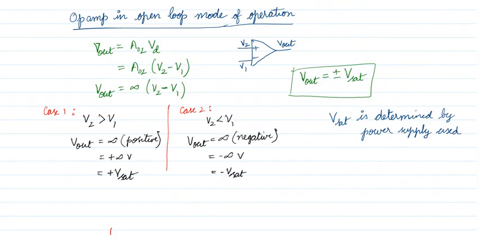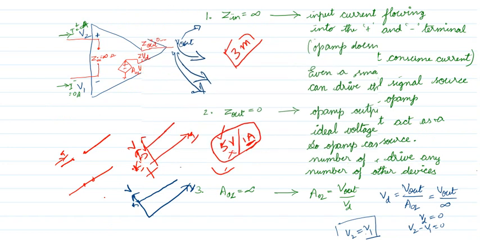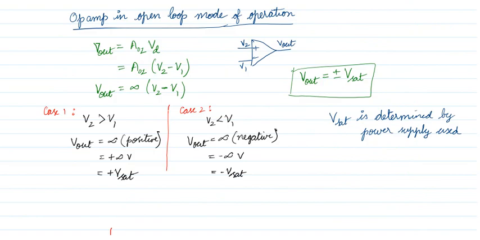Next is the op-amp in open loop mode of operation. V out is equal to AOL into VD. This is the output voltage. What is VD? V2 minus V1. So this is an op-amp which we are using in open loop mode. What is open loop mode? It means there is no direct connection between the output and input. This is called open loop.